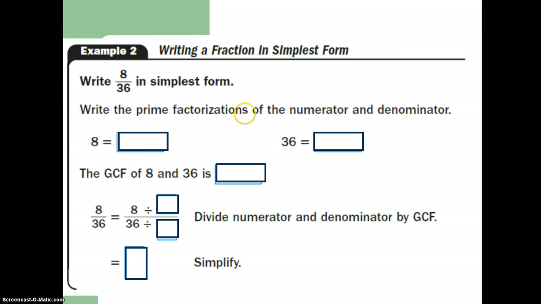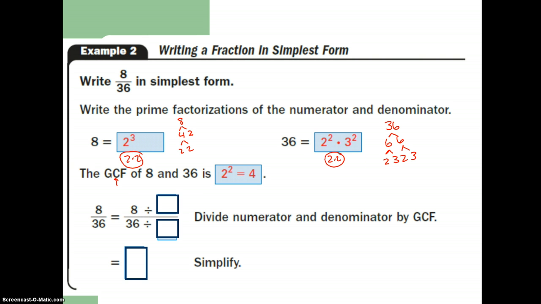Example 2, write 8/36 in simplest form. There's a couple ways to do this. You can write the prime factorization of the numerator and denominator. So 8 is 4 times 2, which becomes 2 and 2, so 3 2s, 2 to the 3rd power. 36, 6 and 6, 2 and 3, 2 and 3, so 2 squared times 3 squared. And you want to find the GCF of 8 and 36. What do they have in common? Remember, GCF is what they have in common. Well, they have 2 2s in common, right? This one had 3, so you can have these 2 2s and these 2 2s. So that's what they have in common, which is 4.